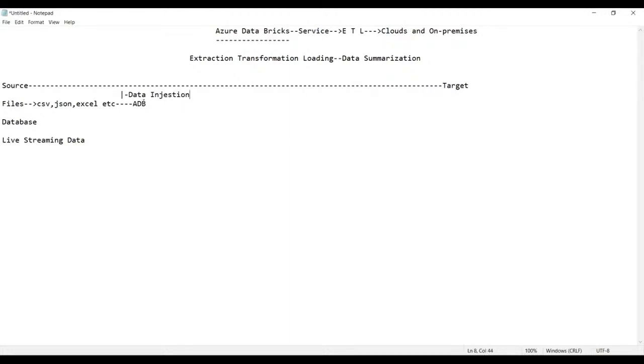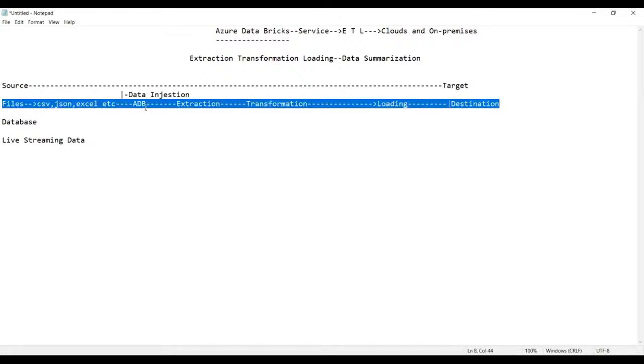Once we pull in the data, pulling in the data is the process of extraction. Once the extraction is done, then you will have transformation. Transformation is the actual process of data summarization. Once the transformation is done, finally we perform the loading, loading the data into the target, that is called the destination.